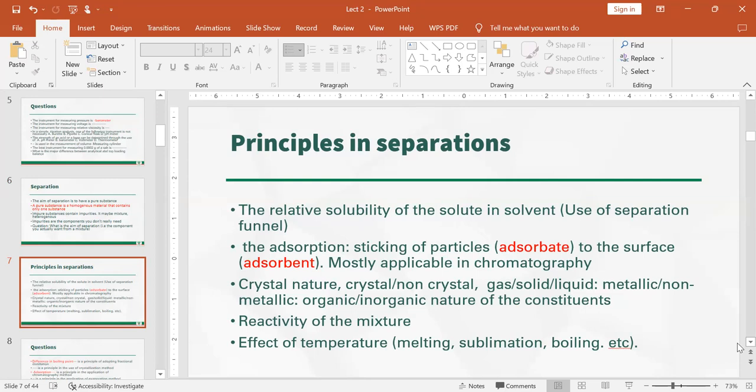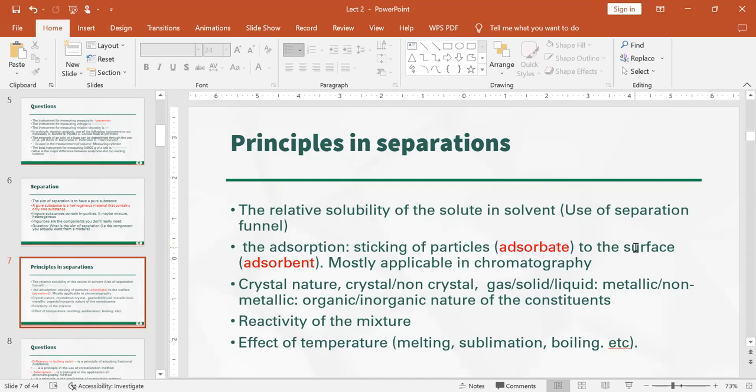If you have a mixture of oil and water, you can separate them using a separation funnel. The oil will be on top while the water is at the bottom. You can get the water out and then get the oil later. So that is why you use a separation funnel.